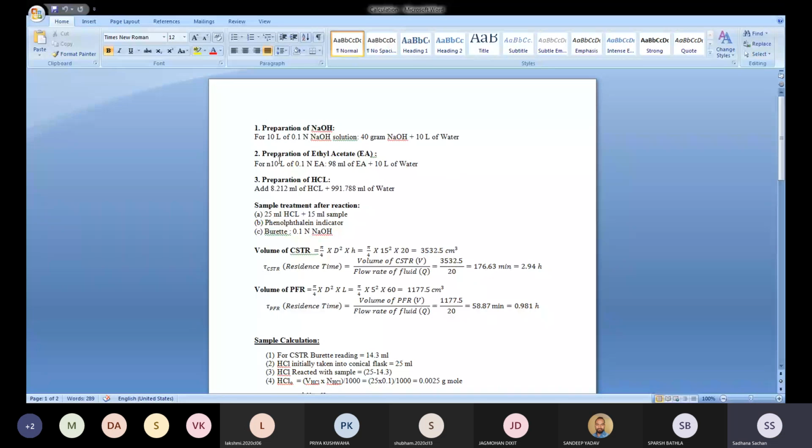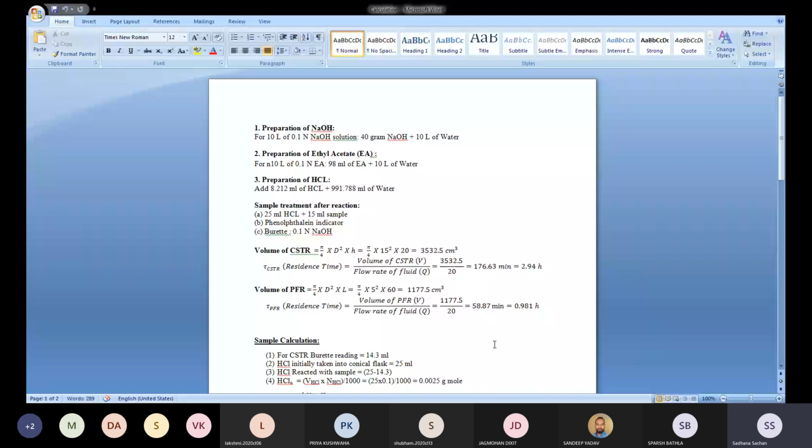Then the preparation of the ethyl acetate solution. Here this value is coming as, for 10 liters of 0.1 normal ethyl acetate, 98 ml of ethyl acetate plus 10 liters of water. This we will make here. So we can find out the molecular weight of ethyl acetate, CH3COOC2H5. What is the molecular weight? 88, ma'am. 88 gram. Okay. So the molecular weight is 88 gram.